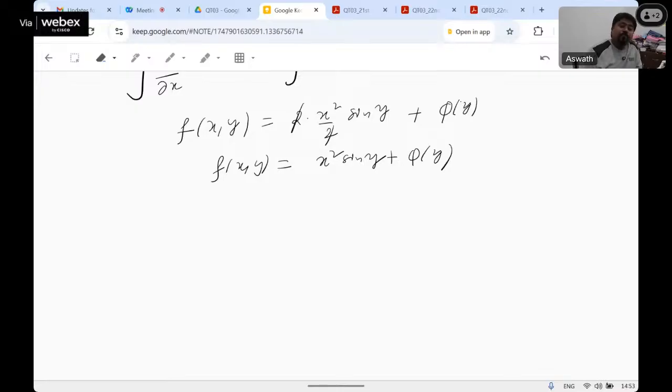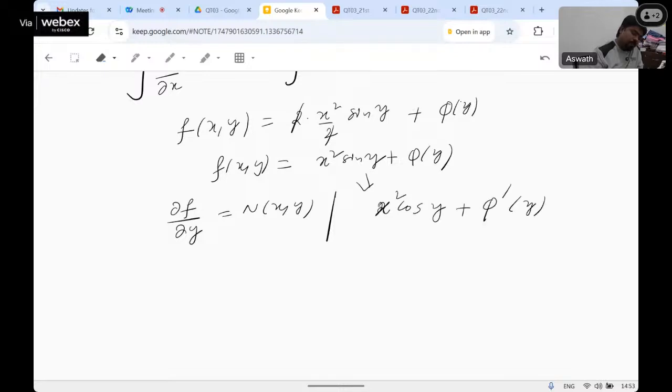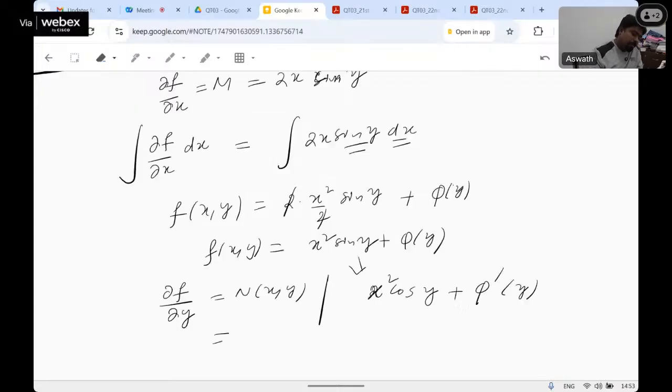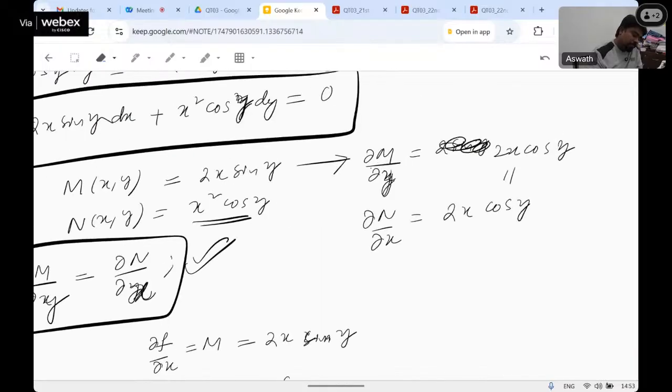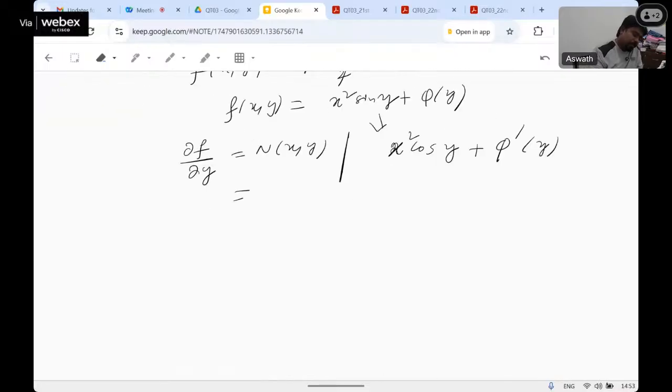Now I know what f of x comma y is, but df by dy is actually N of x comma y. Now let's cross check whether I am getting the same from here. So that is x square cos y plus y prime. And what is this expression from the equation? From the equation, what is N? N is x square cos y.